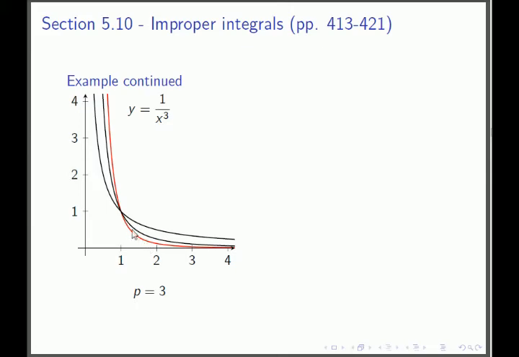And so the cutoff point apparently is p equals 1. If p is 1.001, for example, then the total area to the right of 1 would be finite as opposed to infinite.